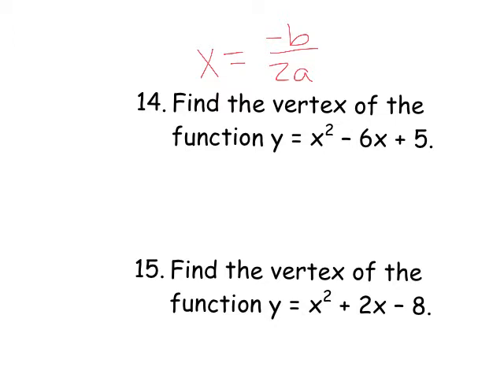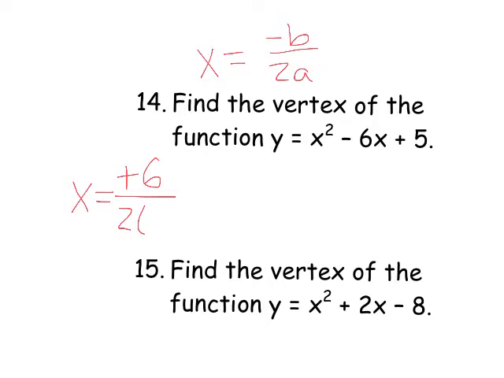Negative 6. So I have x equals negative b. So if b is negative 6, what's negative b? Positive 6, right? Because it's a negative 6. So I'm going to do plus a positive 6 over 2 times a. And what's a here? Yeah, the number in front of x squared would just be 1.